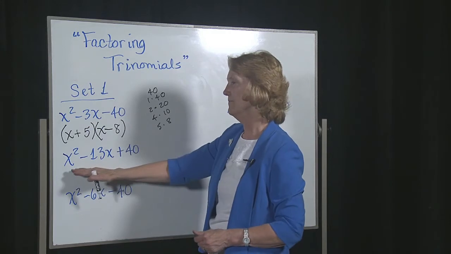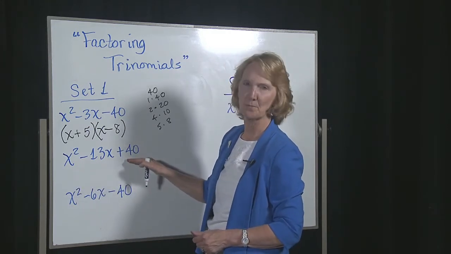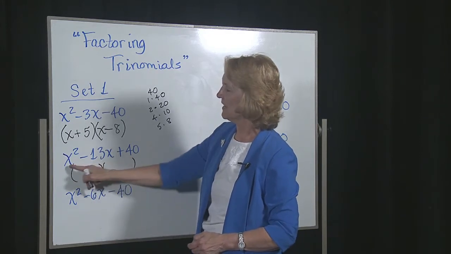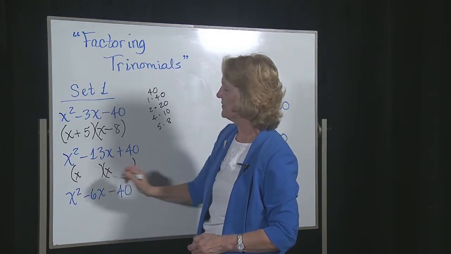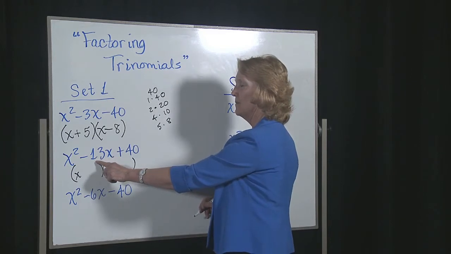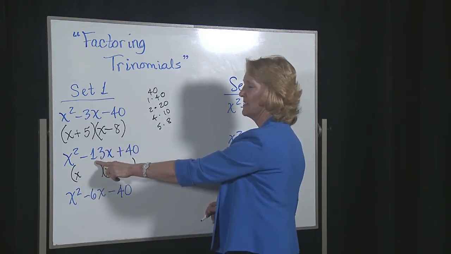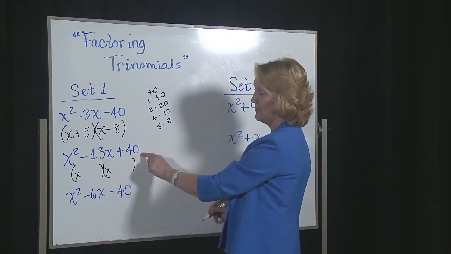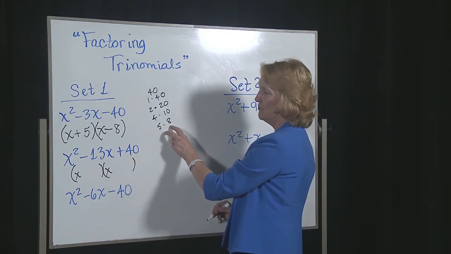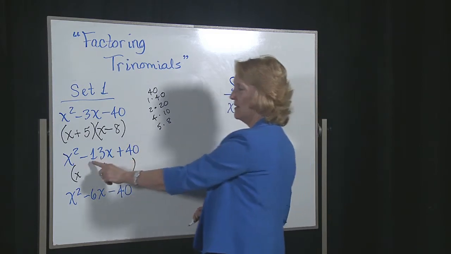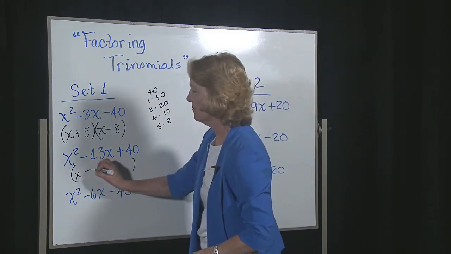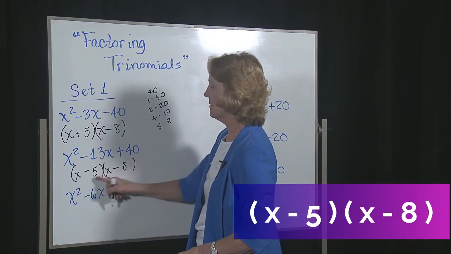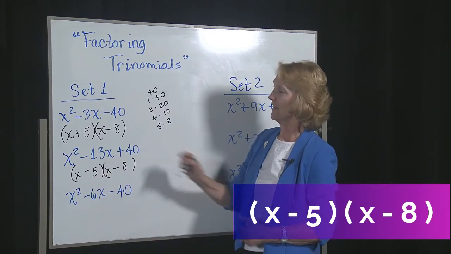Okay, the next one, x squared minus 13x plus 40. First times first gave us x squared, so that's x and x. Now we need to be able to add numbers to give us -13x as our middle term, but multiply to give us a +40. These will be the numbers because they add to a -13 as long as I make them both negative. And if I make them both negative, they multiply to give me the +40.